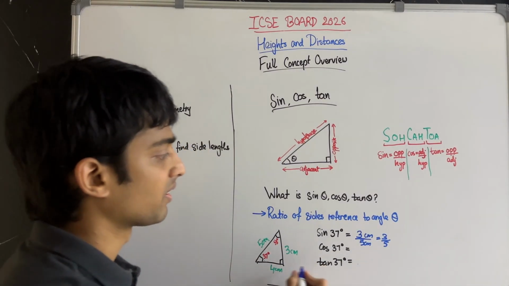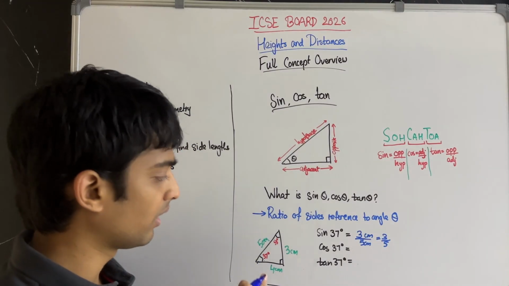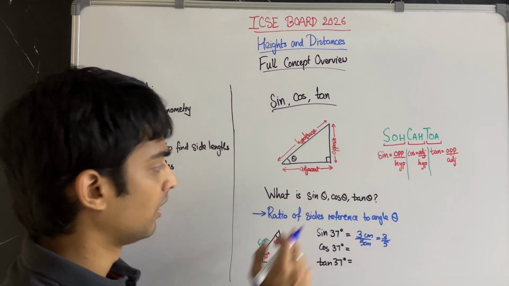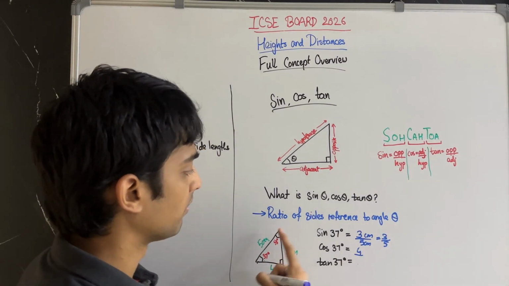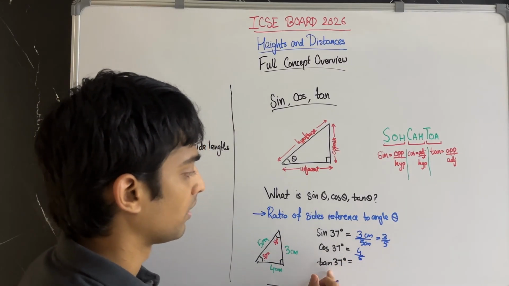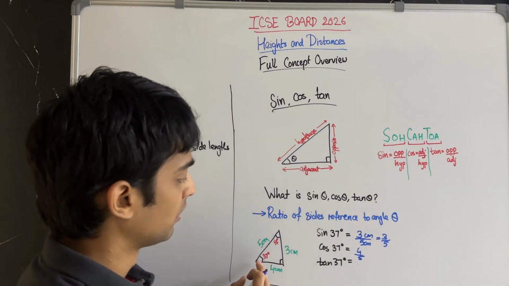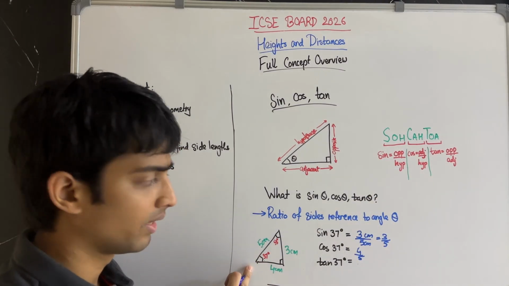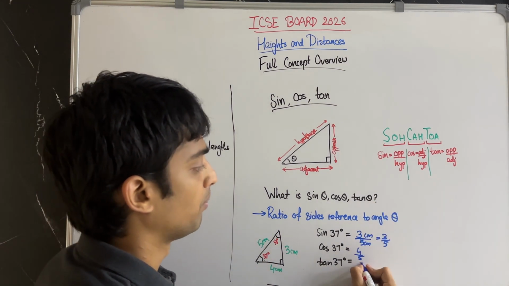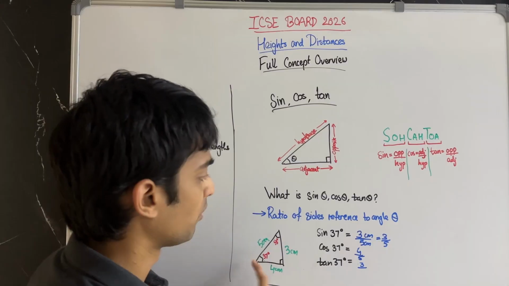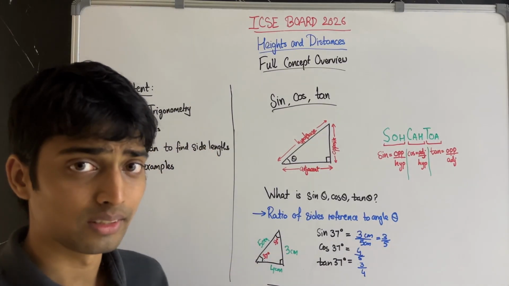Now cos 37 will be adjacent upon hypotenuse. So adjacent side to the 37 degree angle, adjacent is 4 upon hypotenuse, which is 5. Tan 37 is opposite upon adjacent. So this is the 37 degree, opposite side is this side, 3 centimeter upon adjacent, which is 4 centimeter. Now this was with 37 degree.